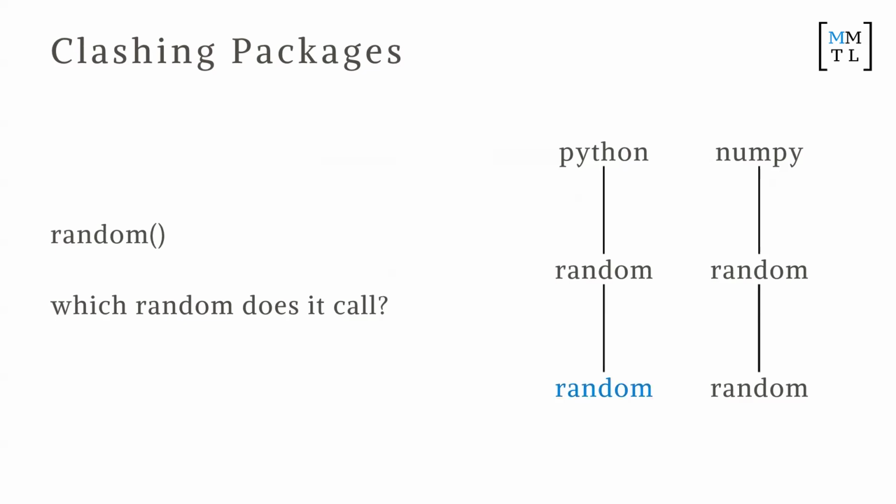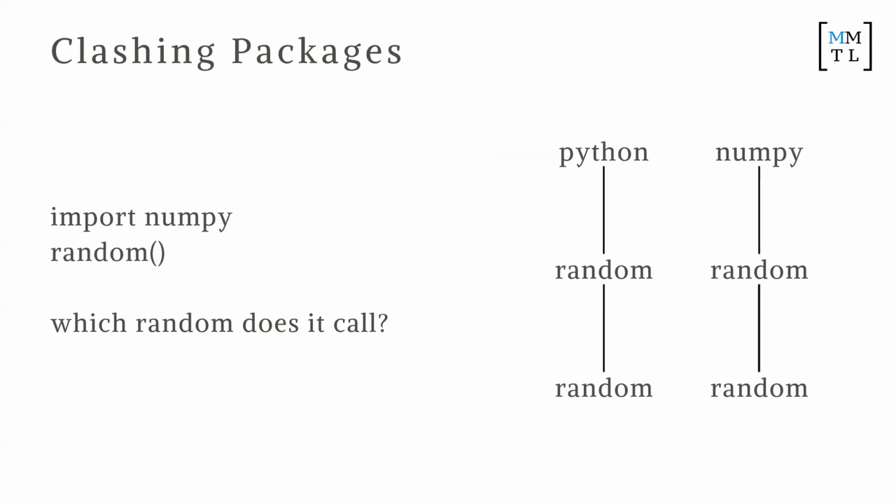So it always defaults to itself. Okay? Now, if, for example, we write import NumPy and then random, what random does it call? Python as well. Okay, so again, it defaults to itself. What if we do this instead? Then this is how we get NumPy random specifically.